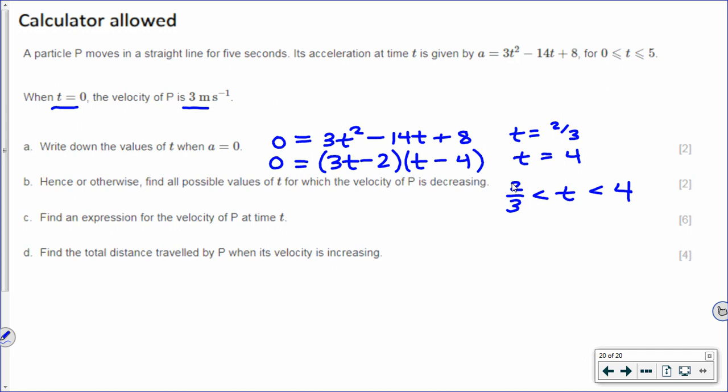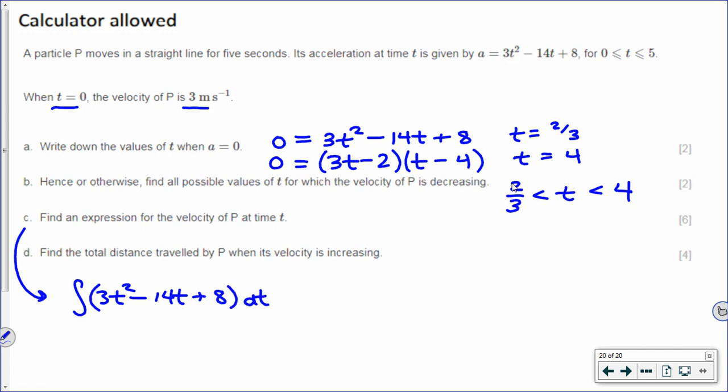And then in part C, we finally get to the 6-point question where we have to perform some calculus. We're finding an expression for the velocity of p, so we're going to have to integrate our function. So this is going to show up down here. The integral of 3t squared minus 14t plus 8. All of that gets a dt at the end.